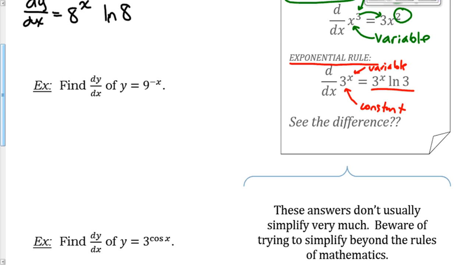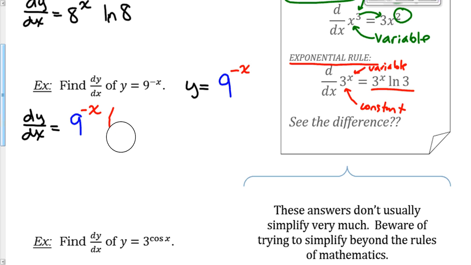So for this one, I'm going to rewrite it as my outside is actually 9, and the inside, the first thing that I do to my x, is the opposite of x. And we're going to go ahead and treat this exactly the same way as we did the one before it, except we have a chain rule. So I have dy dx is going to be equal to, again, I have my 9 raised to the negative x is going to remain as part of my derivative. And then I'm going to multiply by the derivative of the inside.